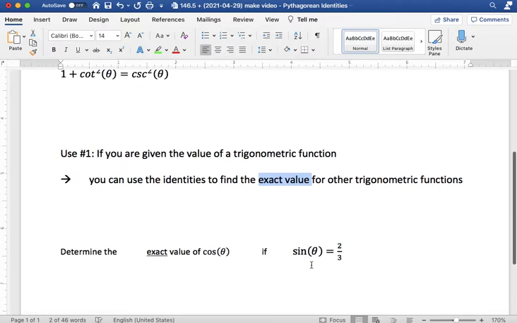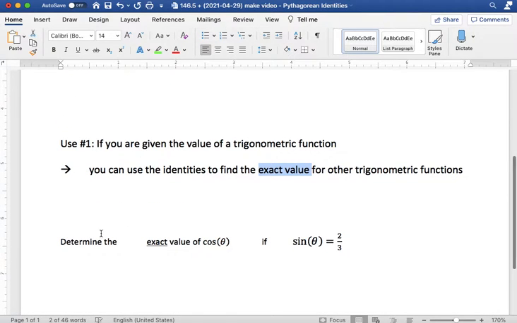Let's do an example here. So let's say that you're asked this question. Determine the exact value of cosine if sine of theta is equal to 2/3. So here we know an exact value for one of the trig functions, and we're asked to find another one.